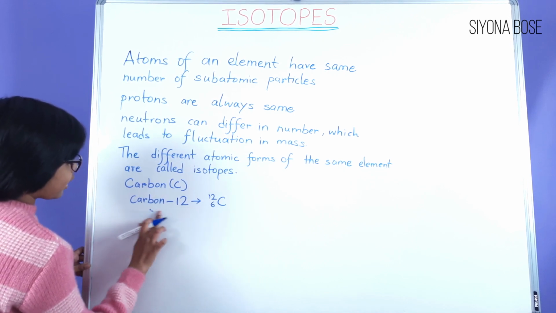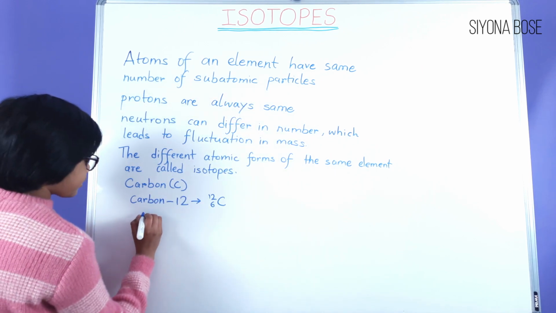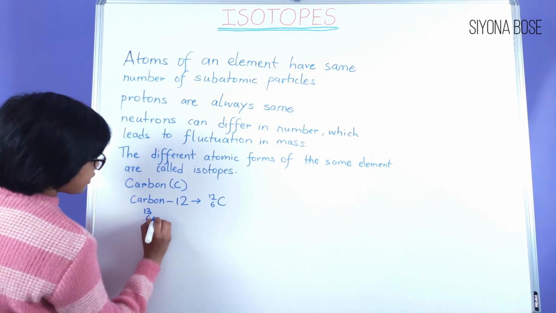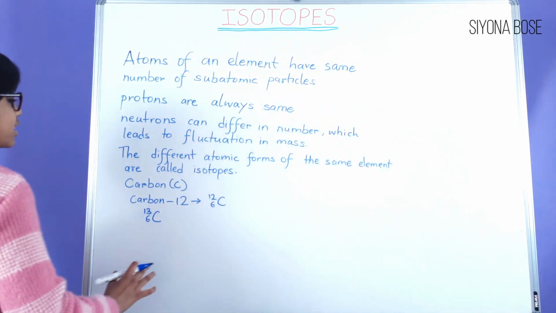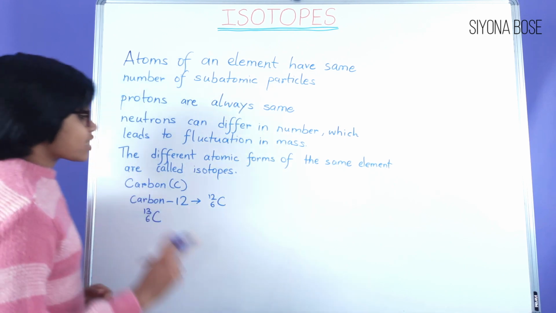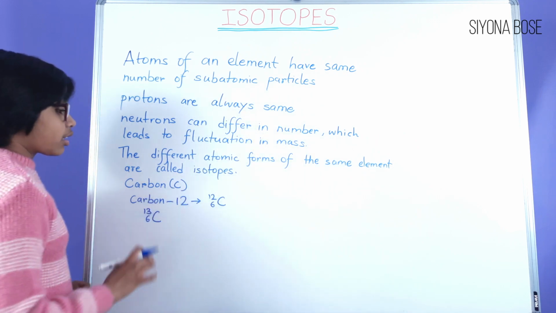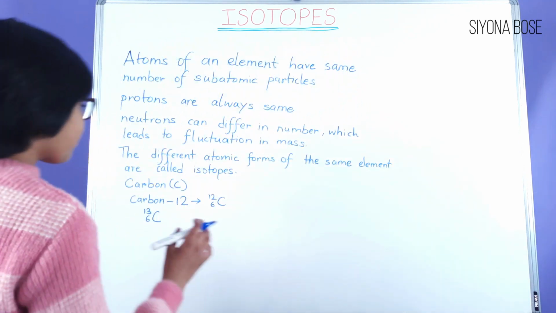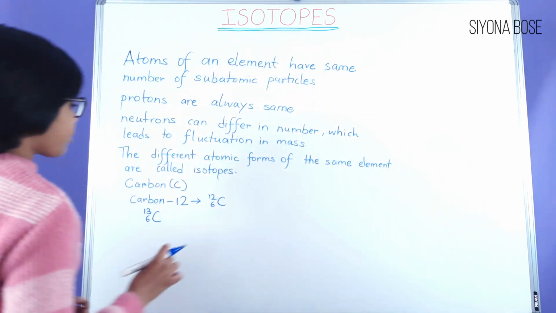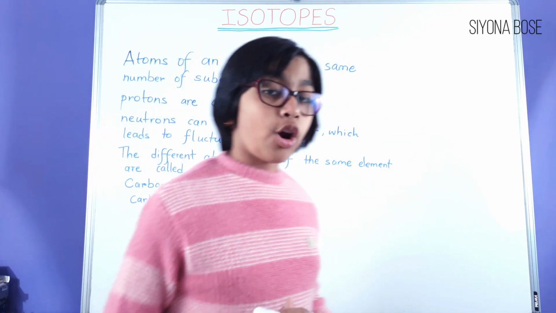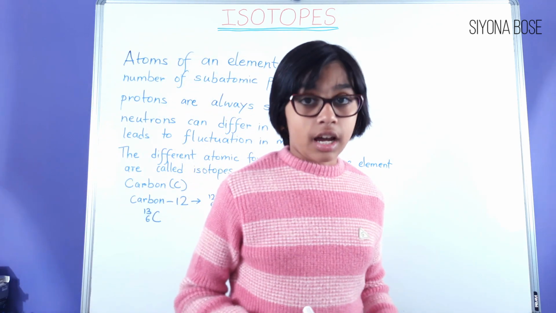Carbon 13 is written as 13, 6. What's the difference in the number of neutrons? Over here there are 6 neutrons. We know how to calculate the number of neutrons. The mass number is 12, and the atomic number is 6, so we subtract 6 from 12 to get 6 neutrons. But over here, 13 minus 6 gives us 7 neutrons. That is the carbon 13 isotope.